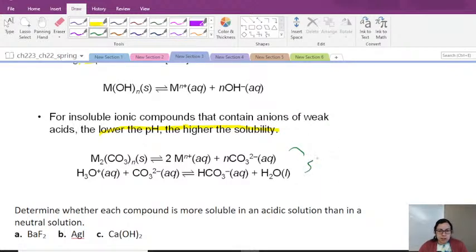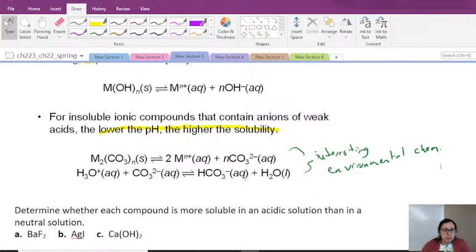This is also probably interesting for environmental chemistry. So this could be a good Earth Day topic for a project, looking at carbonate and how all that is influenced by solubility and pH. So it could be interesting.